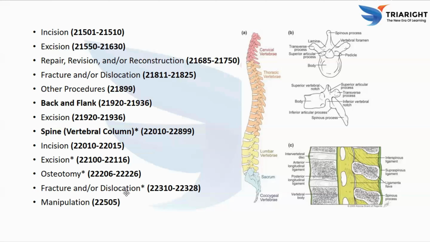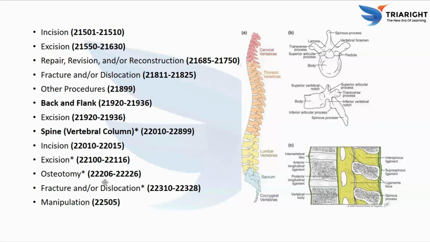Fracture and/or dislocation. Under this category, treatment of broken or displaced vertebrae is given. The approach may be a closed treatment or it can also be an open surgical repair. For example, surgery for vertebral compression fracture. And the code ranges are 22,310 to 22,328.